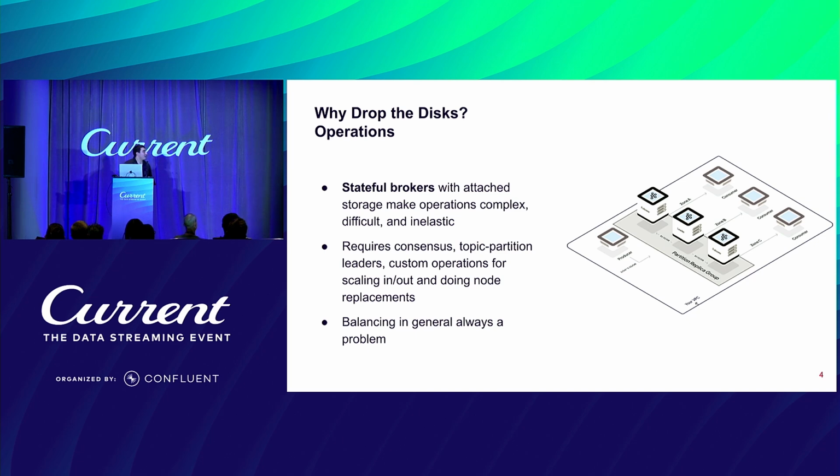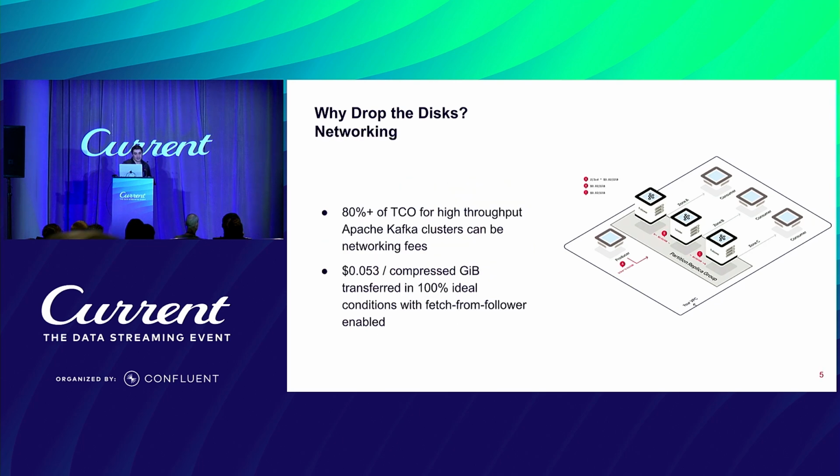And just in general, balancing is always really hard. All of these things with running standard open source Kafka derive from the fact that the nodes are stateful. So when we were designing WarpStream, one of the main motivations for getting rid of the disks entirely was to simplify some of this operational stuff. The other reason we wanted to get rid of all the disks is to reduce networking costs.